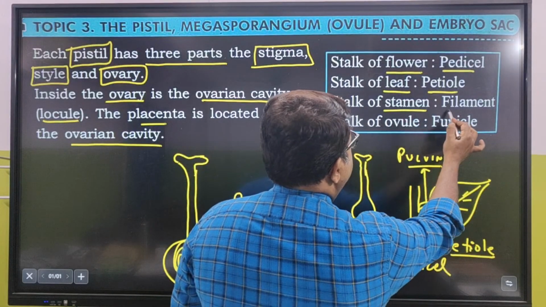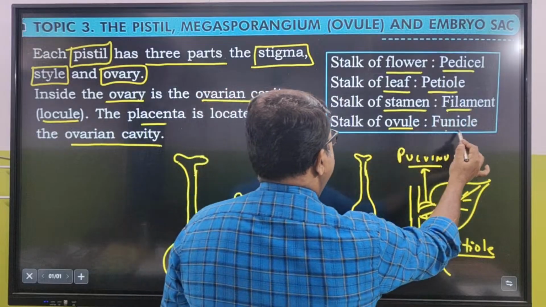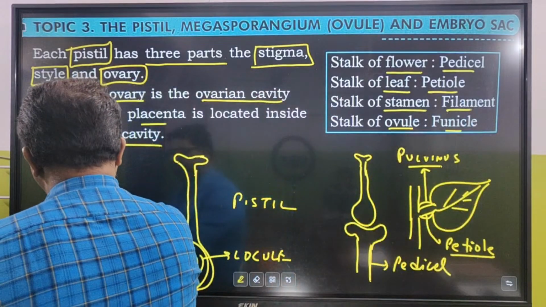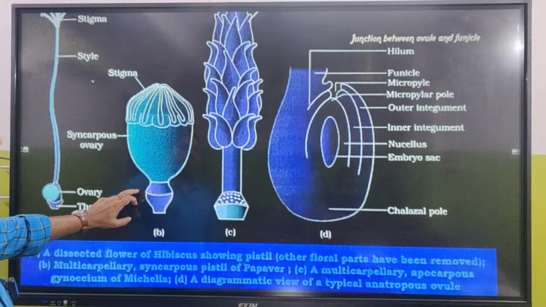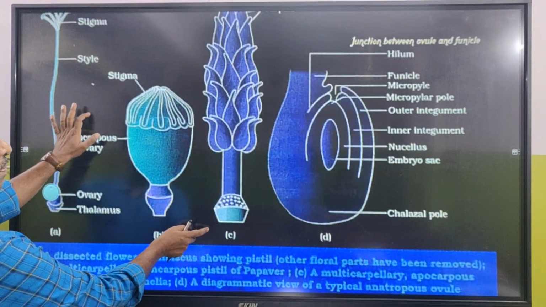So the stalk of the stamen is called filament. The stalk of the ovule is called funicle. Okay? So this is very, very important. Next is the structure which is being given in your book. You can see the same structure is given in your book.